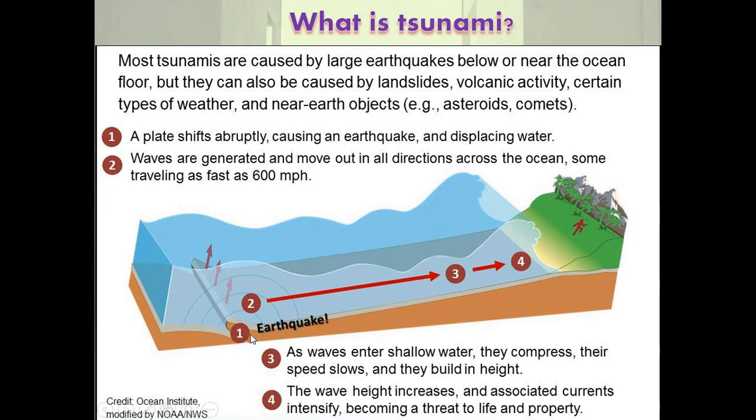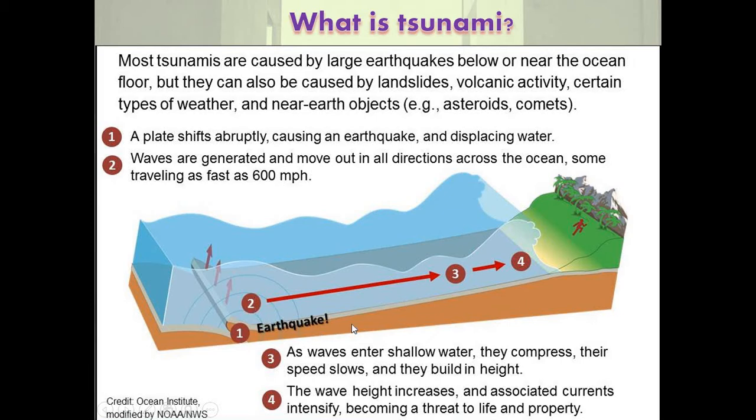First, a plate shifts abruptly, causing an earthquake and displacing water. On Earth there are a number of different types of tectonic plates. Second, the waves are generated and move out in all directions across the oceans, some traveling as fast as 600 mph. This is one of the examples.